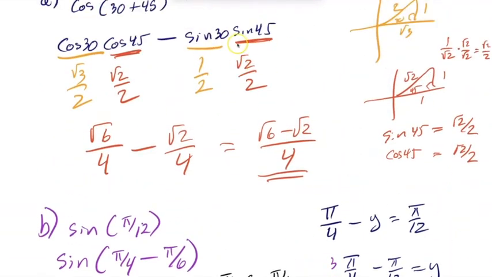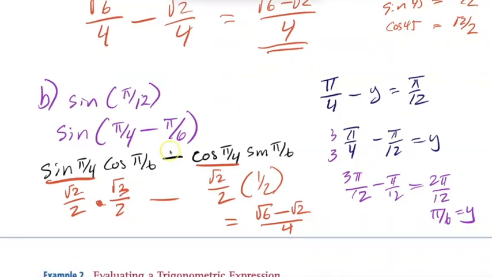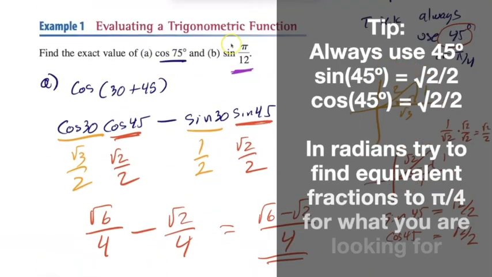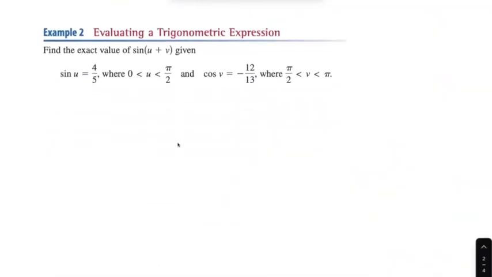You do get a lot of the same answers. I think this was actually the same angle. That's why it worked that way. But that's the idea, how to use that. So that's using it to evaluate angles. My trick: always use 45 and always do it in degrees, because doing it in radians is kind of a pain. Next though, we can also use it to evaluate stuff.